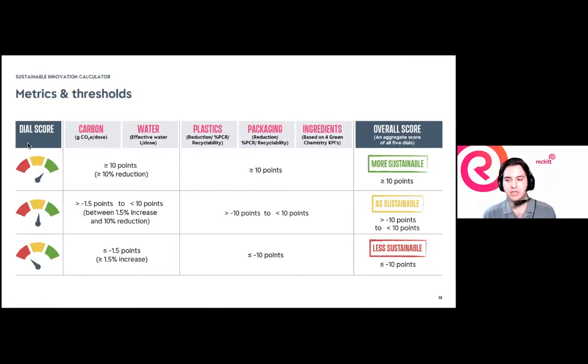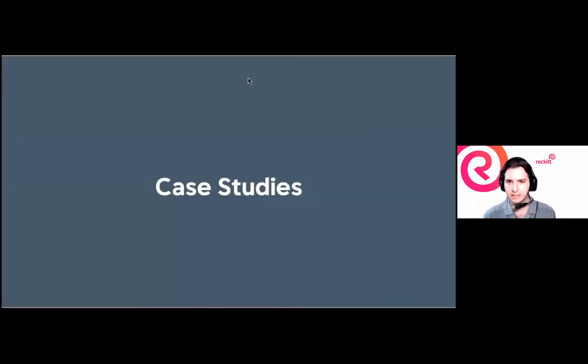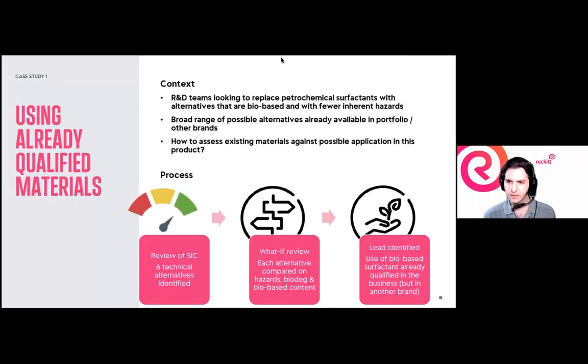So how does this actually potentially be used from an R&D perspective? I have a couple of case studies that I'd like to go through. The first one is where we already have a material that is qualified in our business. And the example here is we're looking to replace a petrochemical surfactant with alternatives that are bio-based and have few inherent hazards. So there's a broad range of possible alternatives already in the business. So how do our product developers assess these materials against this particular product?